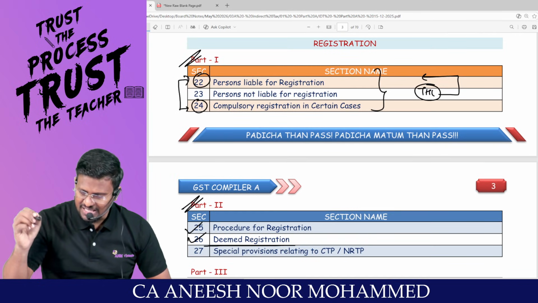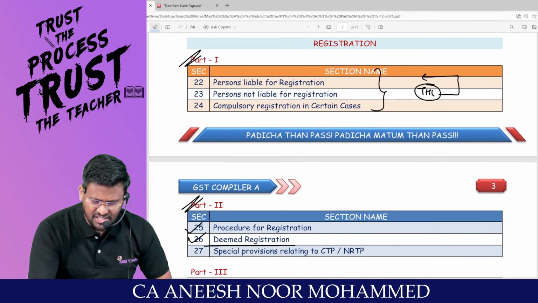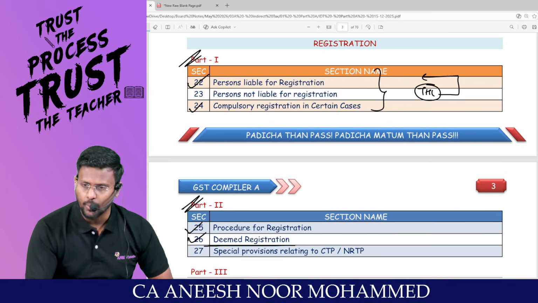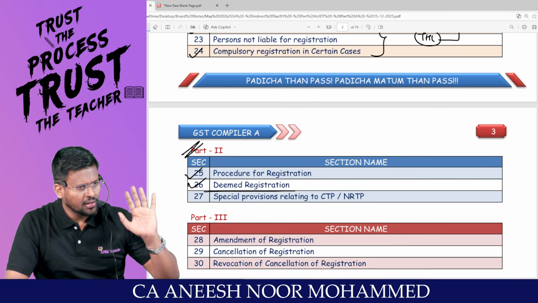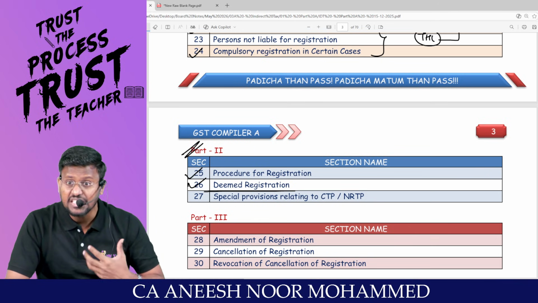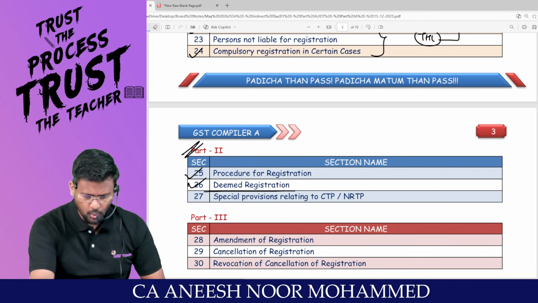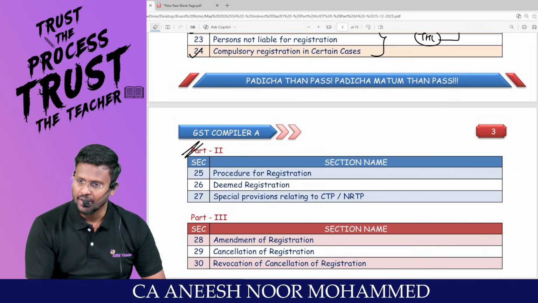So, if an assessee, a taxpayer, falls under section 22 or 24, he has to travel through section 25. What is section 25? Procedure for registration. What is section 26? Deemed registration. Are you all really with me?